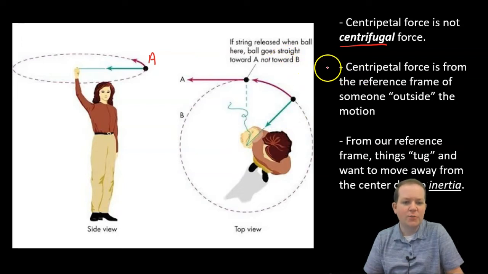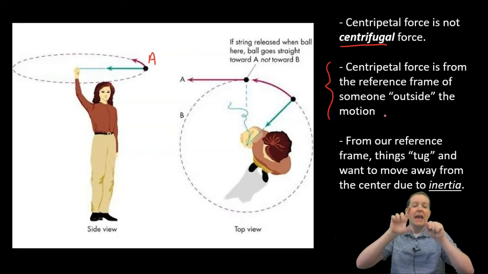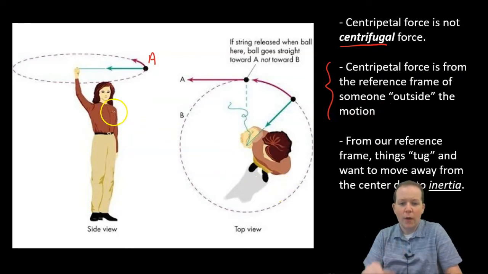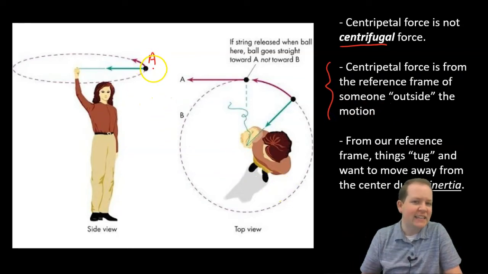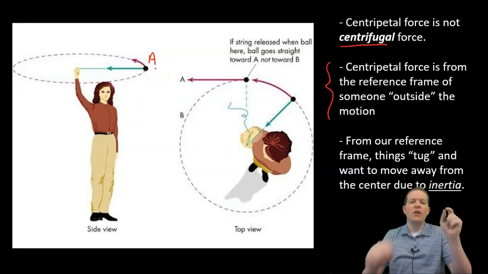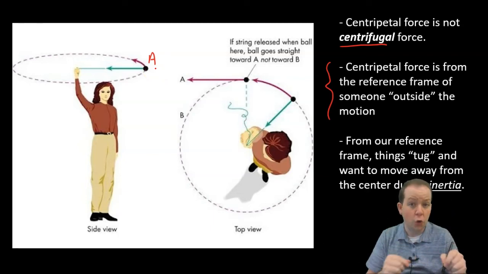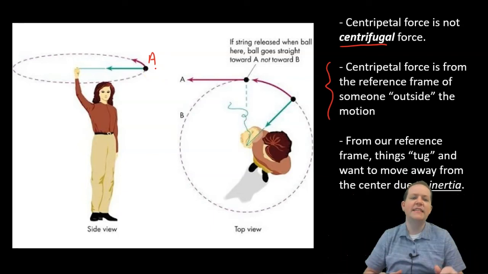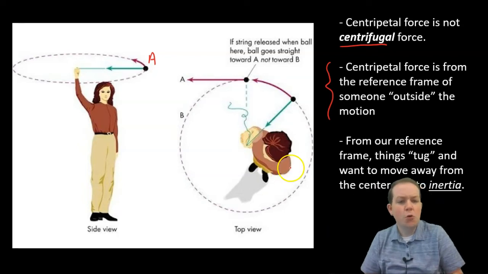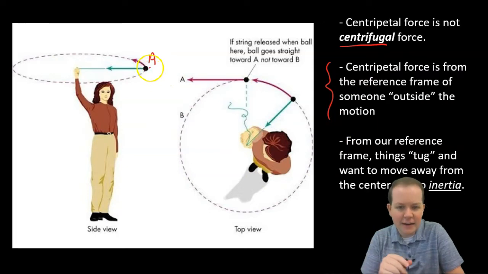This entire class, we've almost always had this reference frame where we're standing back and watching something happen. Like right now, look at this picture. We're not an ant on this ball. We are off to the side watching this. We are seeing this ball moving in a circle that has an acceleration and a total force towards the center. That's centripetal. Centrifugal force is if you have the reference frame of being inside of the ball.